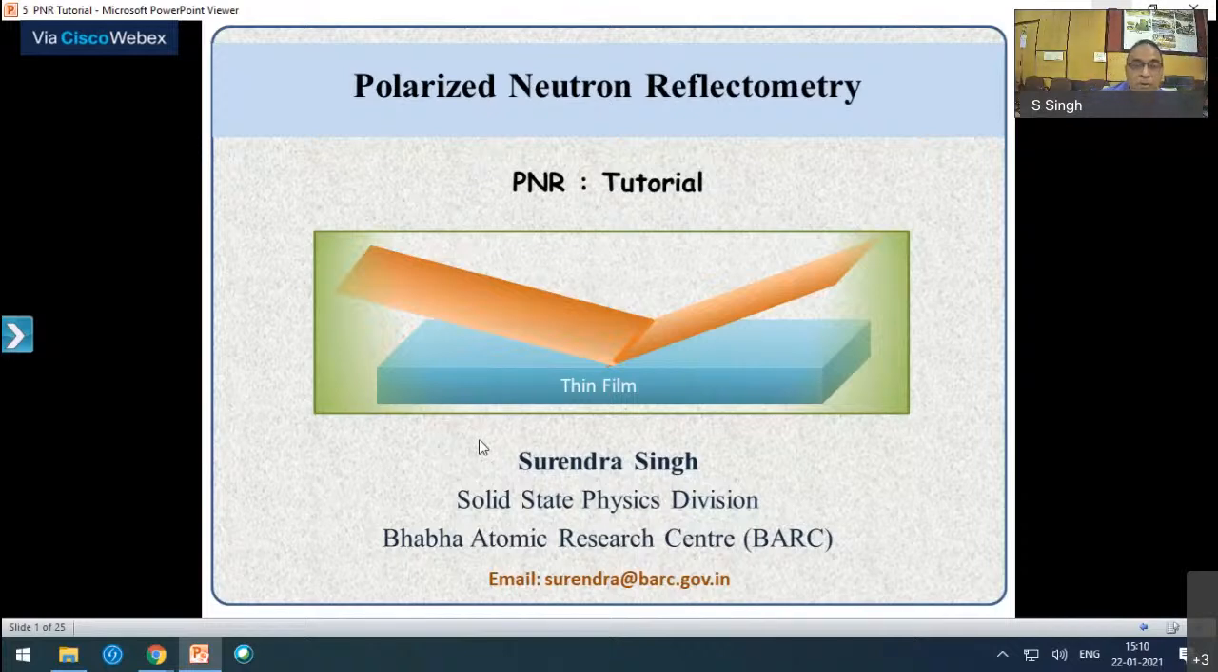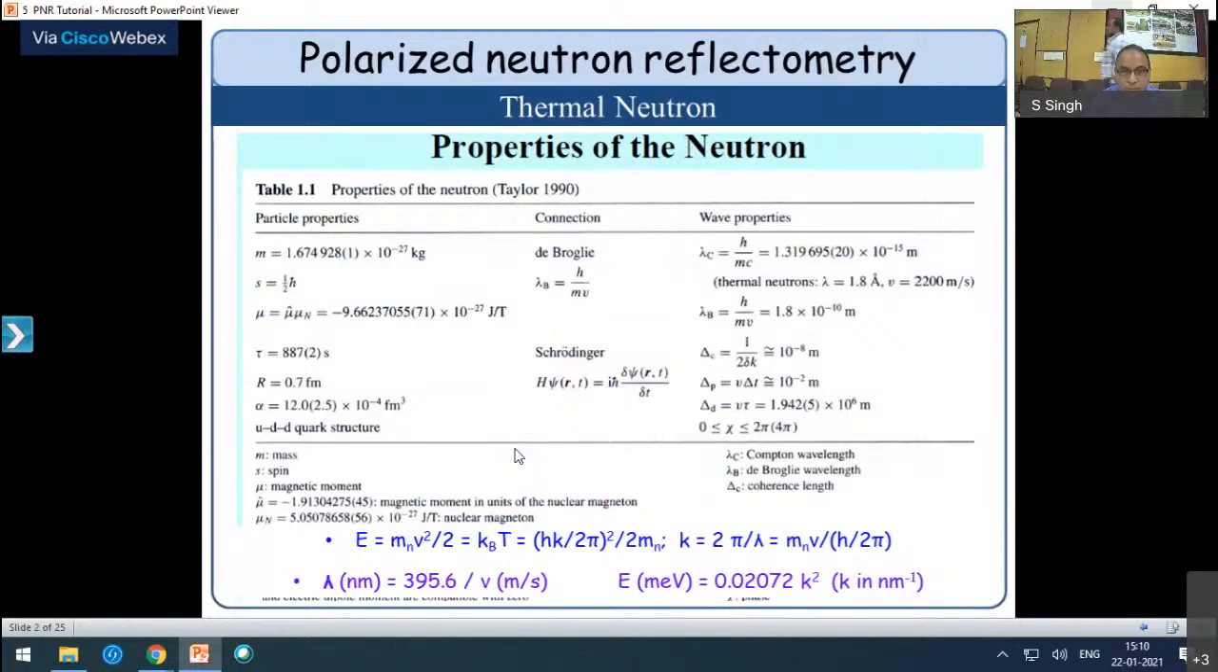Good afternoon, you all. So we'll be talking about the tutorial part of neutron reflectometry, polarized neutron reflectometry. I have shown you these slides on properties of neutrons. We have parameters to evaluate. Today we will calculate the potential values of different kinds of potentials, refractive index and other things. So I just wanted to show this property of neutron.